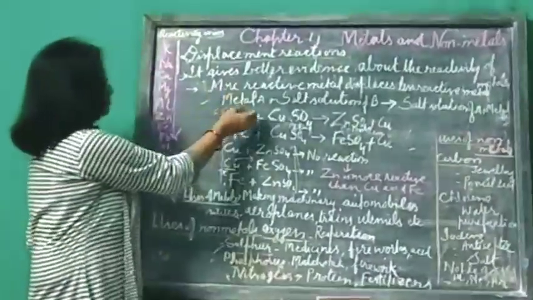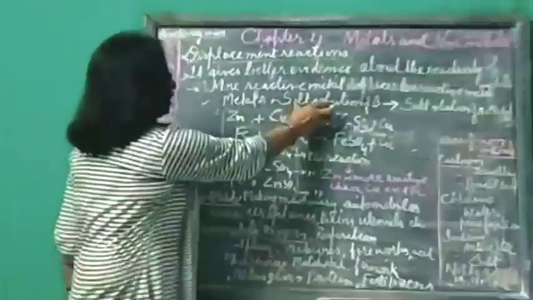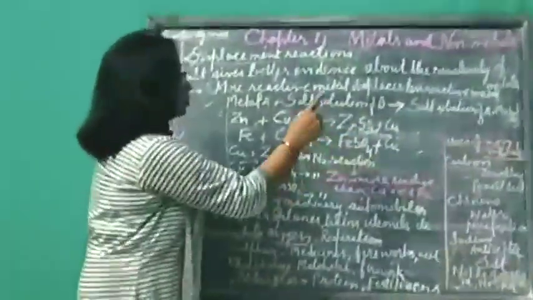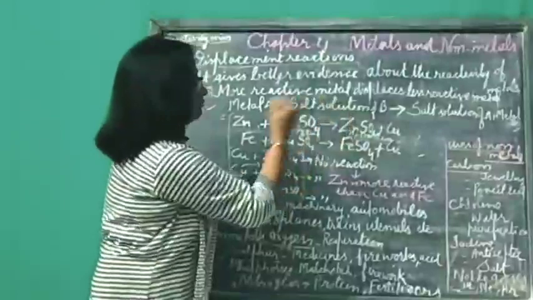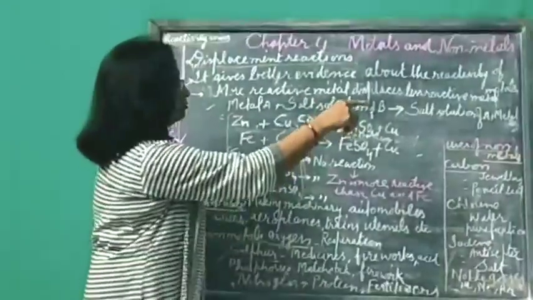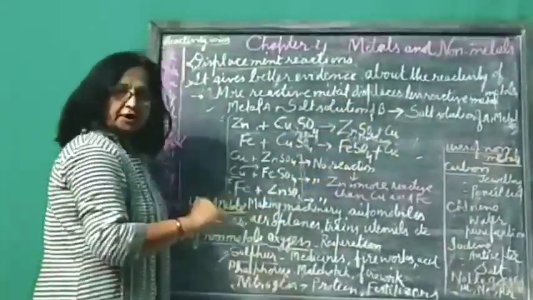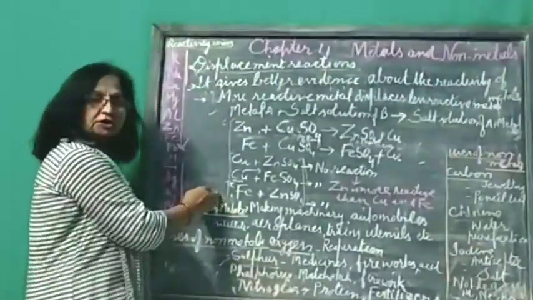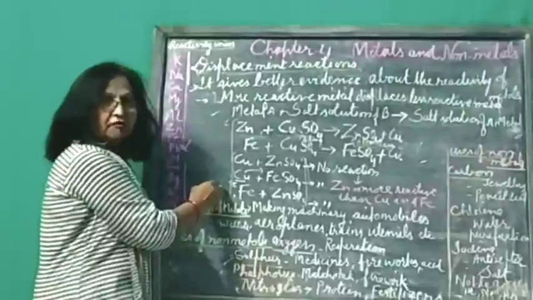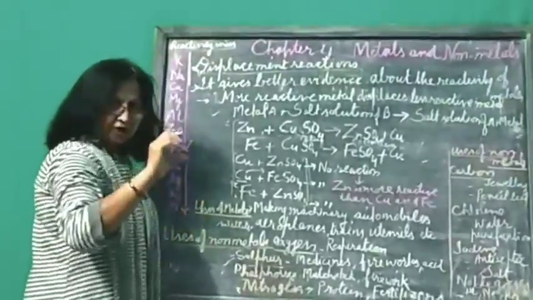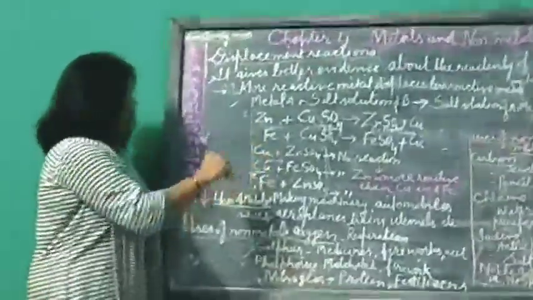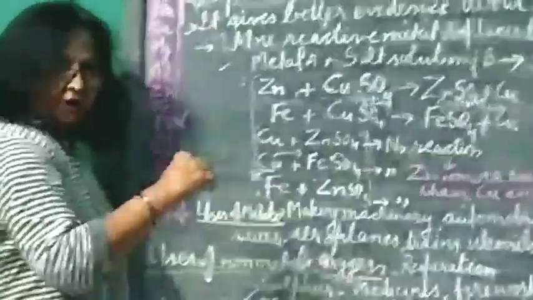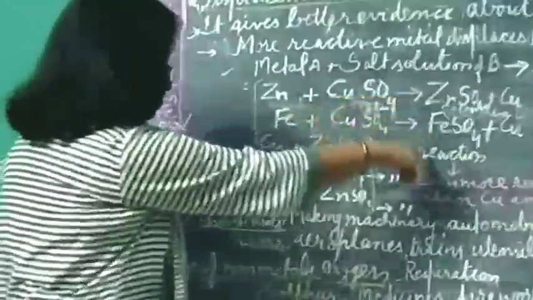See here, a more reactive metal always displaces a less reactive metal. For example, if you take metal A and a solution of B metal, what will happen? Salt solution of A will be formed and metal B will be deposited at the bottom. These reactions are there in your NCERT book in the form of an activity. We will take 5 beakers, we will take zinc, iron, copper and so on, and all the solutions, and we will see different changes.